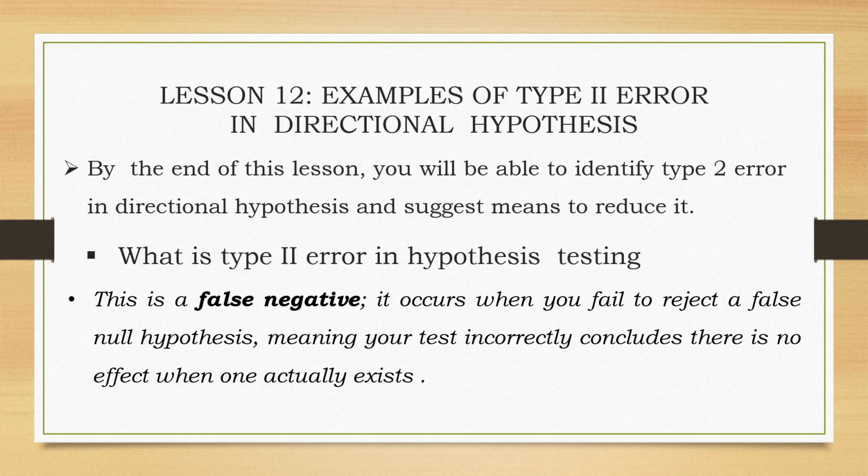What is type 2 error in hypothesis testing? This is a false negative. It occurs when you fail to reject a false null hypothesis, meaning that your test incorrectly concludes there is no effect when one effect actually exists.